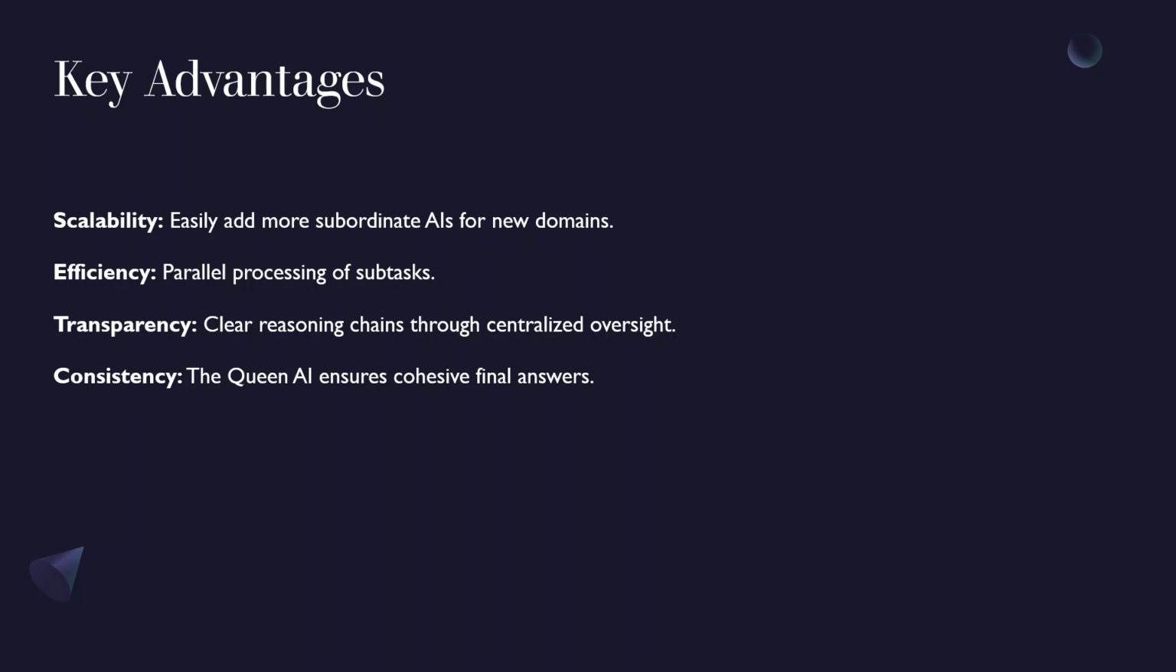So here are the key advantages of the Hive Mind AI. Scalability: easily add more subordinate AI for new domains. Efficiency: parallel processing of subtasks. Transparency: a clear reasoning chain through centralized oversight. And consistency: the Queen AI ensures cohesive final answers.